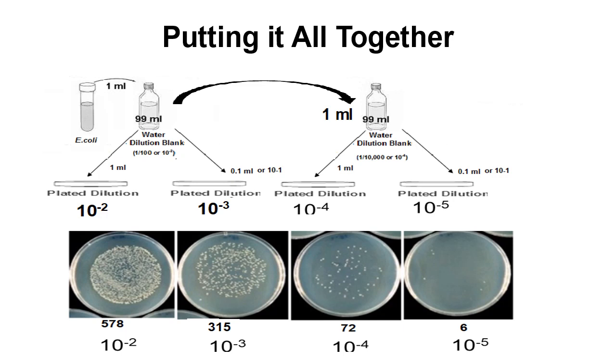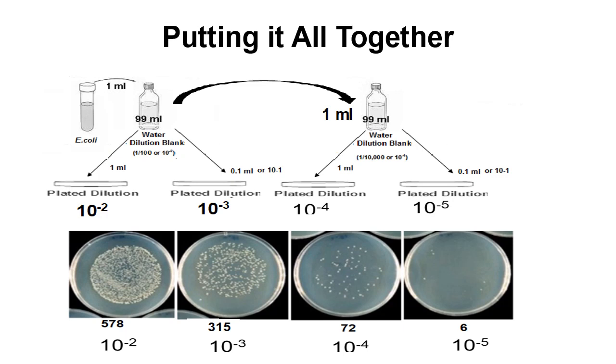We got our 10 to the negative 2 from the volume added, 1 milliliter, divided by the total, 1 plus 99, which is 1 over 100. The first bottle is 10 to the negative 2. 1 over 100 is the same as 10 to the negative 2. We then diluted it further into a second bottle. 1 more mL was pipetted into a second bottle.